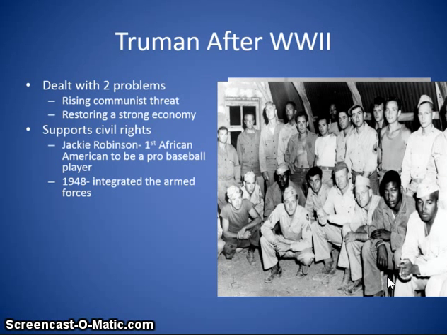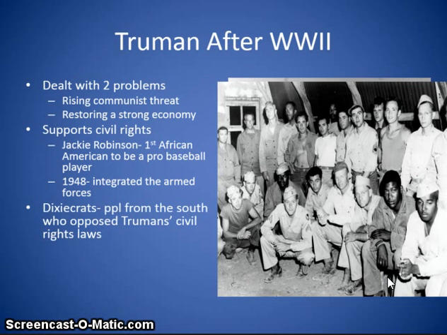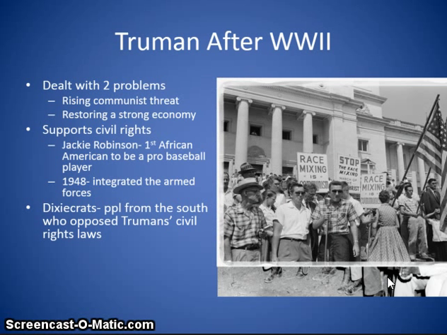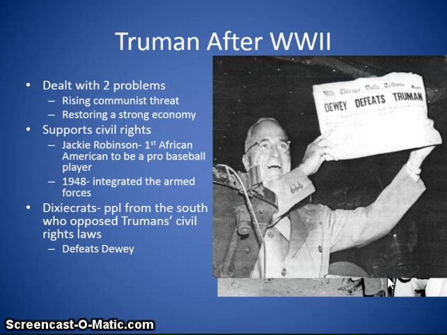Now, Dixiecrats are another problem that Truman had to face. It's people from the South who opposed Truman's civil rights laws, right? People who were against civil rights, and of course, mainly they're going to be in the South. Now, Dewey was the person that he went against, and a lot of people believed that Truman was going to be defeated by Dewey, and it doesn't happen.